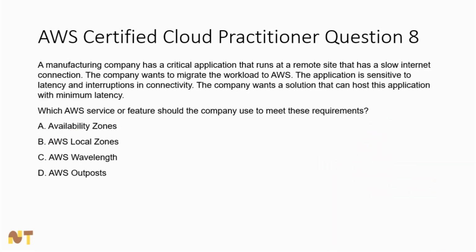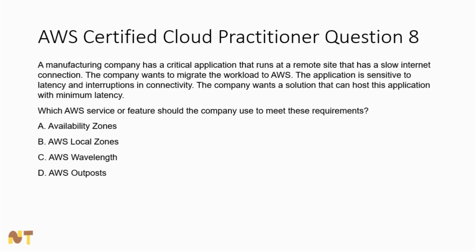A manufacturing company has a critical application that runs at a remote site that has slow internet connection. A company wants to migrate the workload to AWS. The application is sensitive to latency and interruptions in connectivity. The company wants a solution that can host this application with minimum latency. Which AWS service or feature should the company use to meet these requirements? Options are A. Availability zones, B. AWS local zones, C. AWS Wavelength, and D. AWS Outposts.